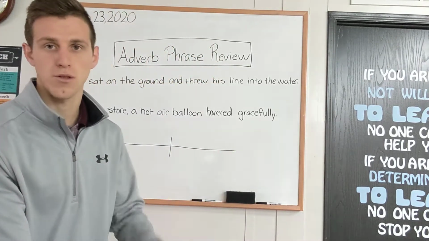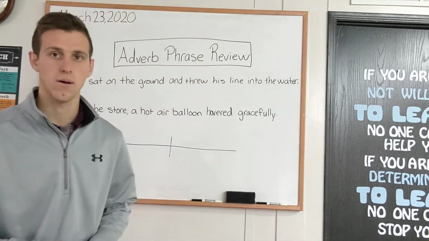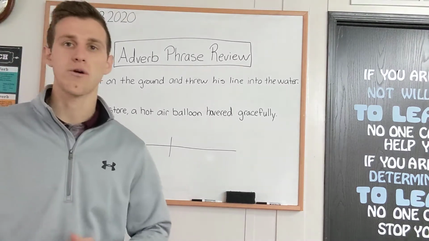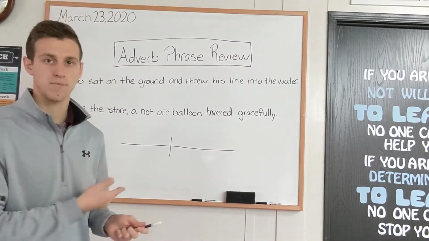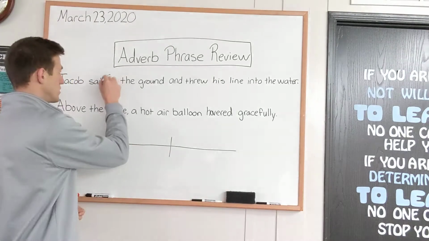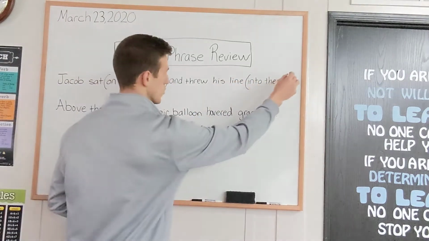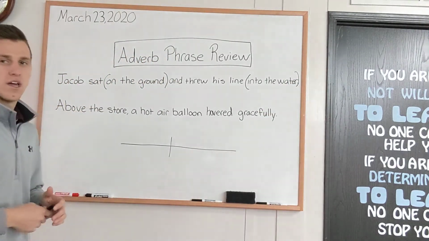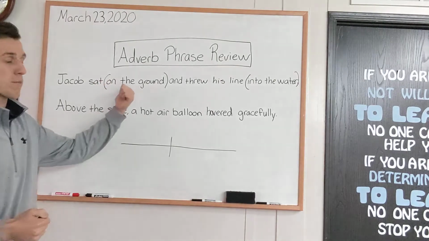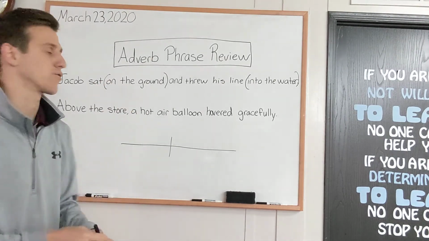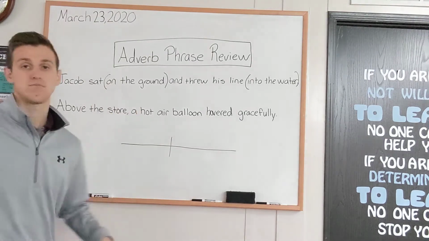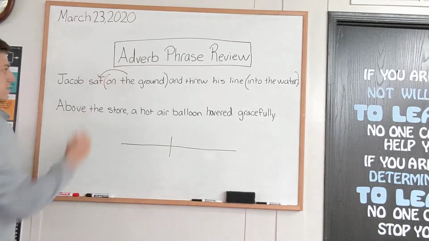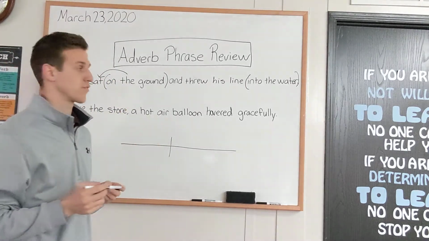So you can just go ahead and look up here on the board. I have both of those example sentences up here. First one is, Jacob sat on the ground and threw his line into the water, right? So the first thing we can do is look at our prepositional phrases within our sentence, which are on the ground and into the water. So we could get the verb that we think our adverb phrase is modifying, and say it together. So we could say sat on the ground. That makes sense, right? So that means that our prepositional phrase is going to be describing our verb sat. So this would be an adverb phrase.